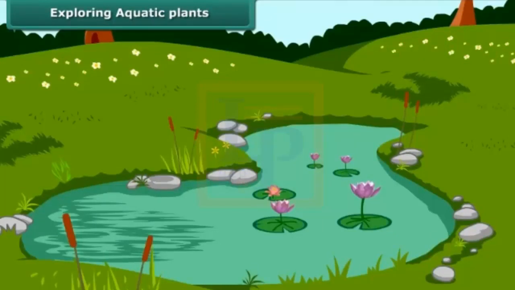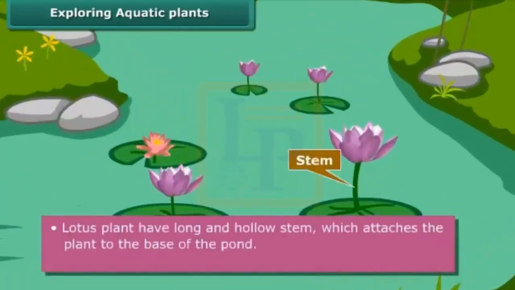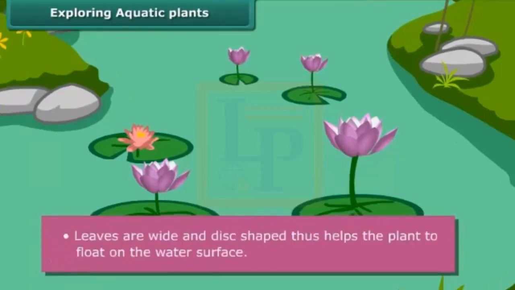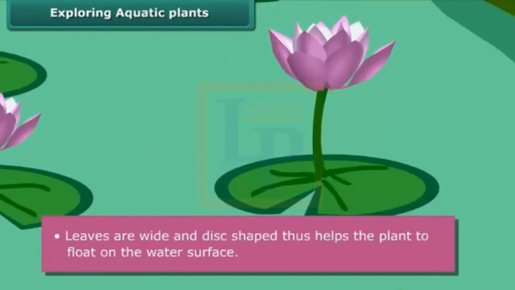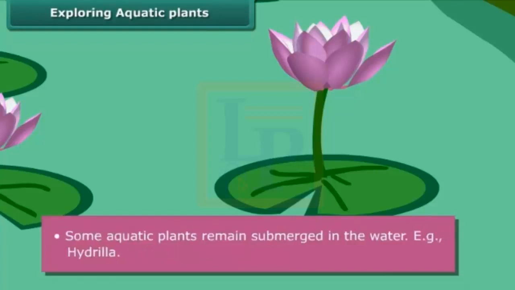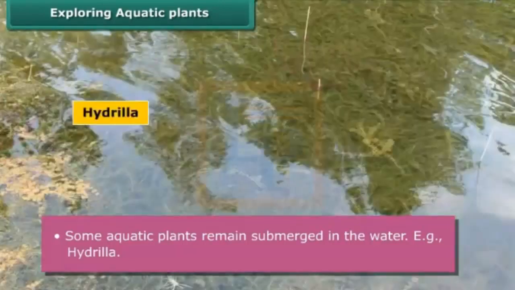Students, you might have seen lotus floating in ponds and lakes. These plants show various adaptations to live in water. Lotus plants have a long and hollow stem which attaches the plant to the base of the pond. Roots are short. Leaves are wide and disc-shaped, thus helping the plant to float on the water surface. Some aquatic plants remain submerged in the water. For example, hydrilla.